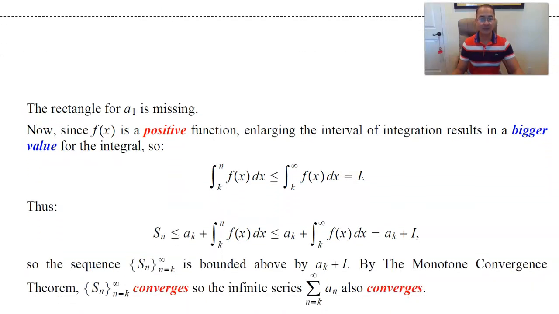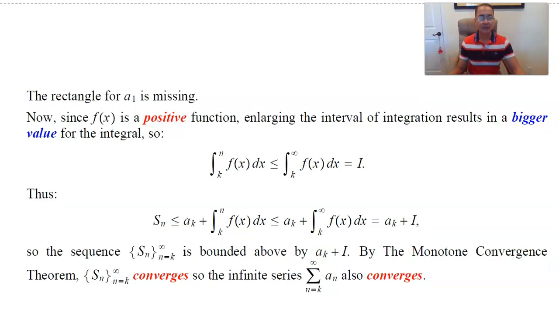The sequence of partial sums is bounded above, and by the monotone convergence theorem, since our partial sums are also bounded below by 0, the sequence of partial sums converges. Therefore the infinite series also converges.